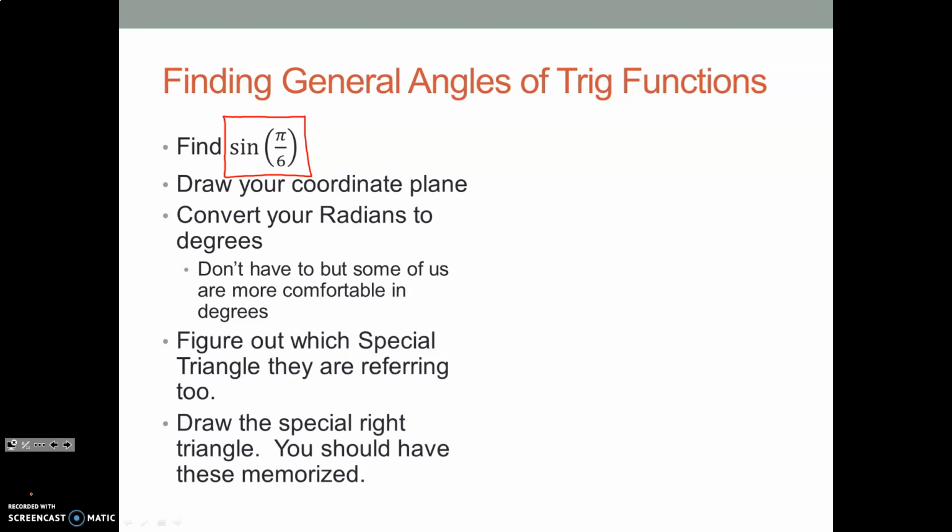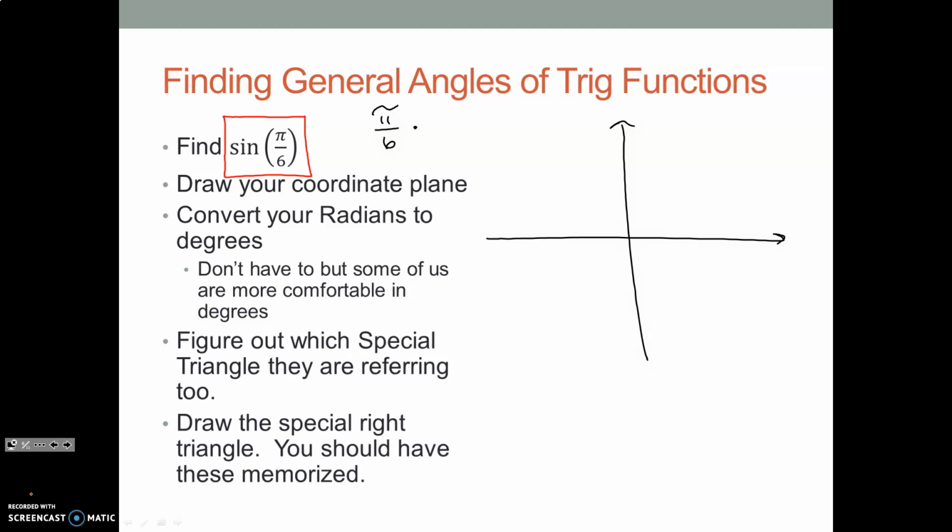Okay, now to start off with, we're going to draw a coordinate plane up here, and we're dealing with our angle of rotation. Some of us maybe can look at pi over 6 and know what that angle of rotation is going to be, and some of us will not. So the first step for most of us is to convert that pi over 6 into degrees.